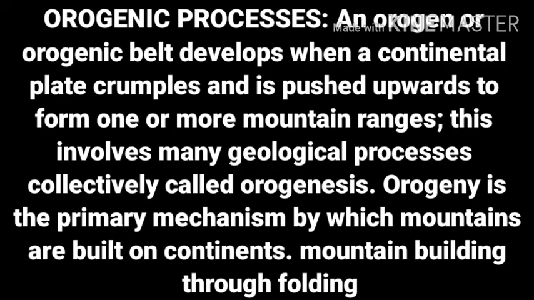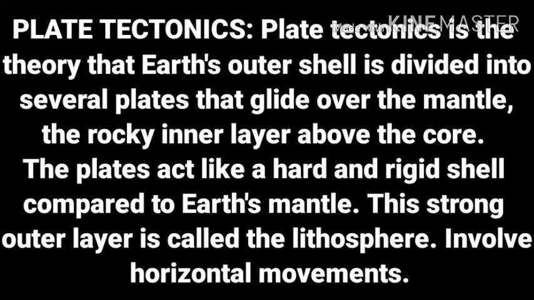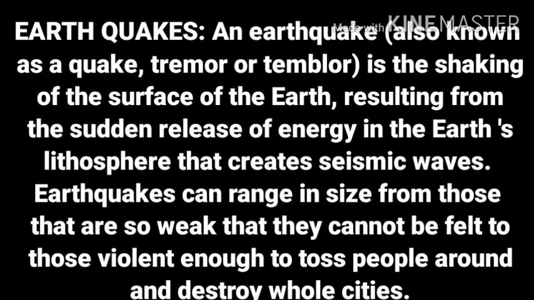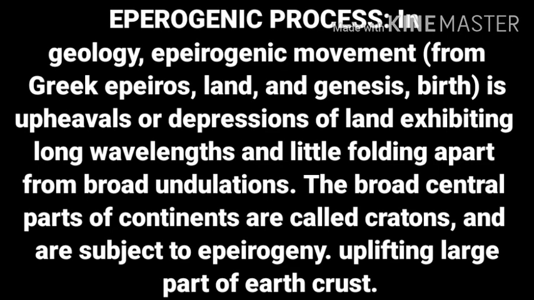Students, if we want to classify diastrophism, it has a total of four types. First is the organic process. Second is plate tectonics, the theory that the earth's outer shell is divided into several plates and glides over the mantle. Third is the earthquake, involving locally relative minor movements. And the fourth is the epeirogenic process.